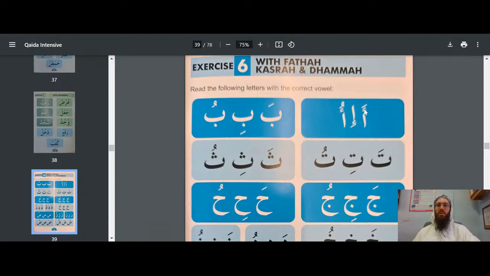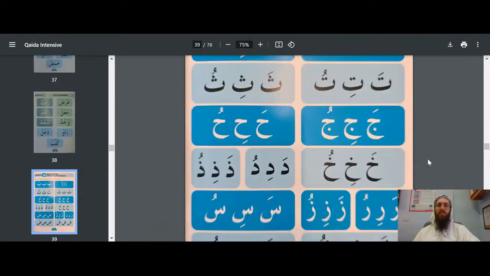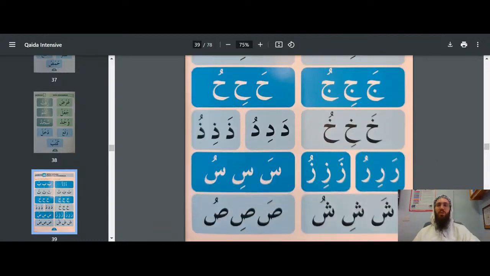But the first letter here is a fatha, or excuse me. The first letter is a hamza, and the first vowel on the hamza is a fatha. And then the second one is a hamza with a kasra, and the third one is a hamza with a dhamma. So a, i, u. Ba, bi, bu. Ta, ti, tu. Tha, thi, thu. Ja, ji, ju. Ha, hi, hu.